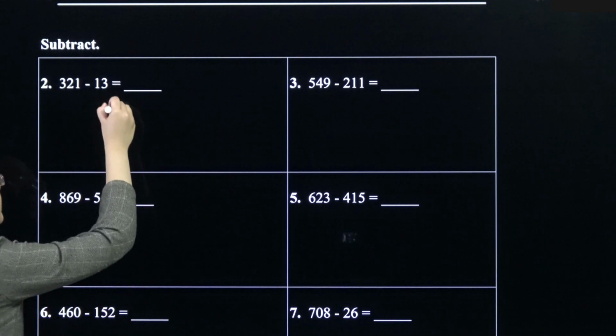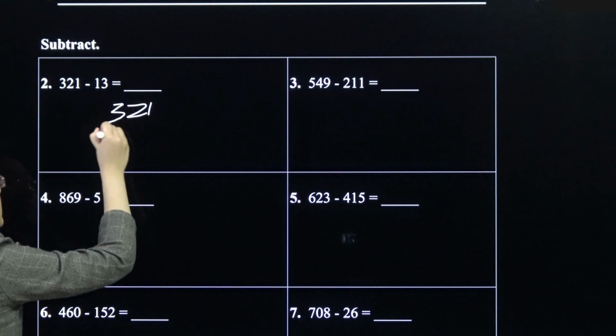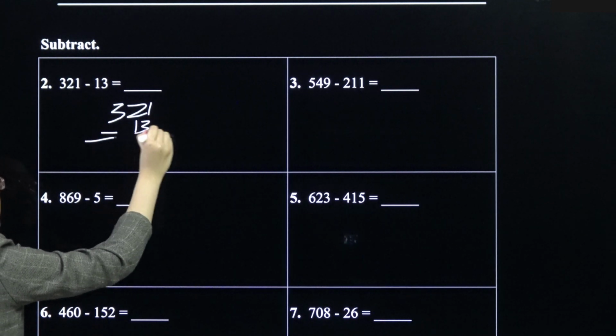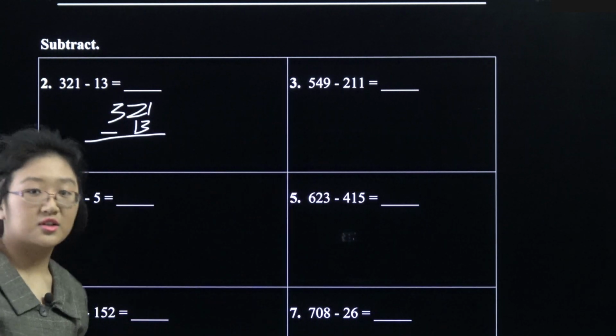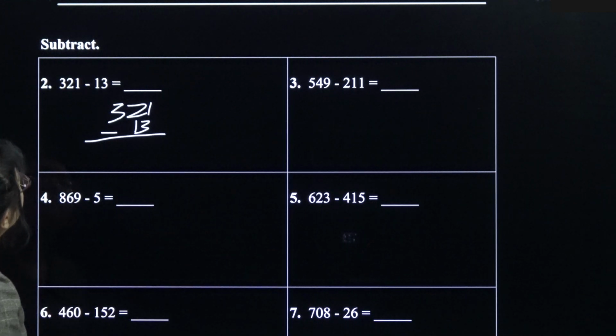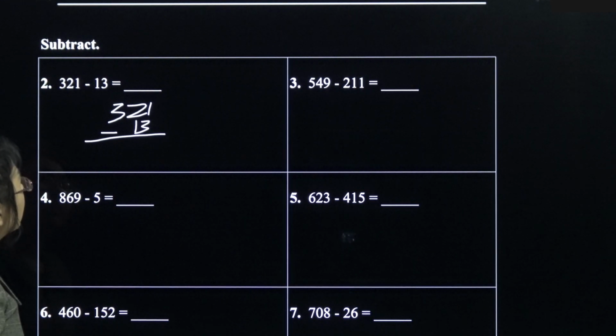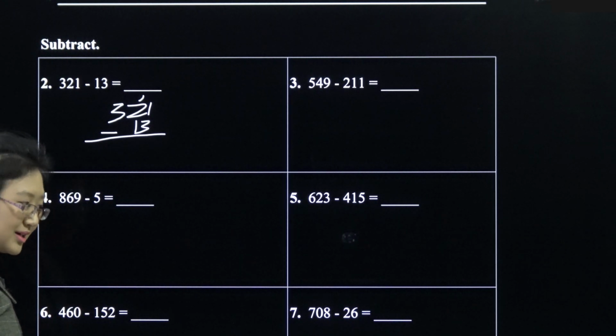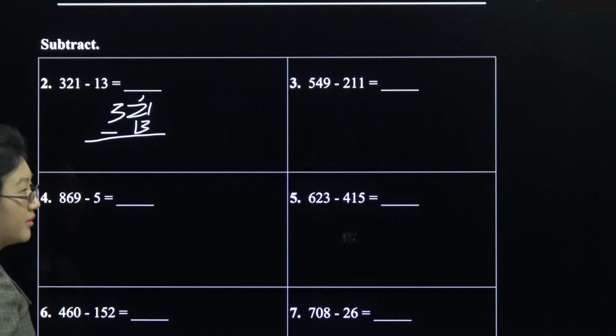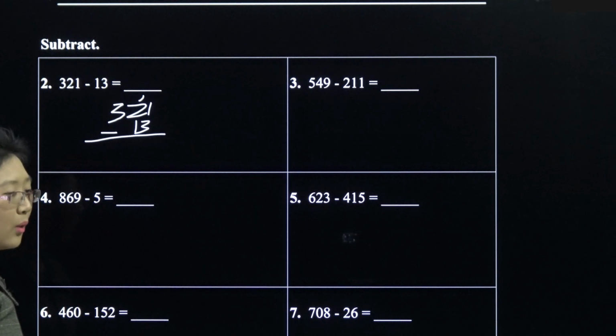321 minus 13. I was expecting something with 3 digits, like question number 3, but oh well. 1 minus 3 obviously doesn't work. So we're going to borrow. And after we borrow, what's 1 plus 10? 11. 11 minus 3. Now, what's that? 8.